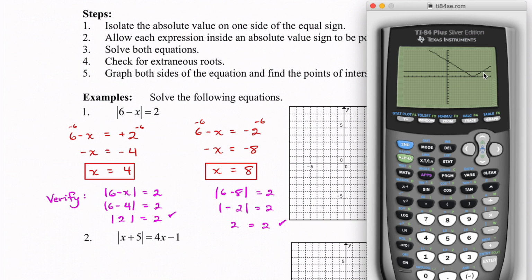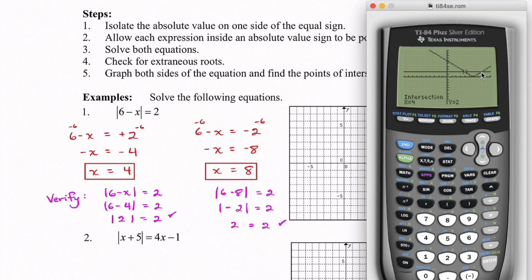And to find where those cross, what you can do is go second, trace, and you want to find the intersection. So number 5. And then what you'll do is you'll scroll over closer to the point, and then you click enter. And then this time it'll jump to the other line. And if you wanted to scroll closer, you could. Just make sure you're close to that point. Click enter. And then one more time for it to guess, and it'll find where it crosses. So we got 4. So which was one of our answers, x equals 4.